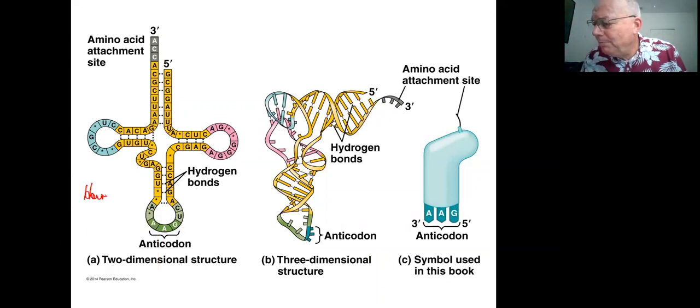So this is called the hairpin loop structure.